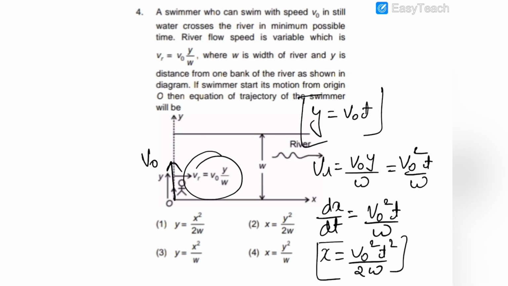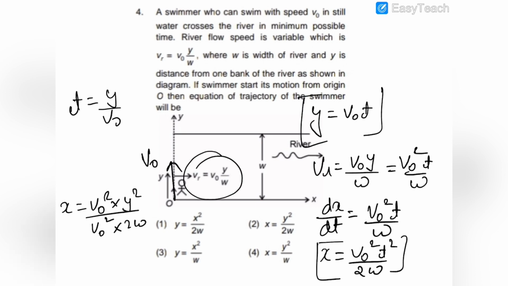This is x. If we eliminate time, then time will be y by v0. So x will be equal to v0 square into y square by v0 square divided by 2w. So cancelling v0 square, x will be equal to y square by 2w. So the correct answer would be option 2.